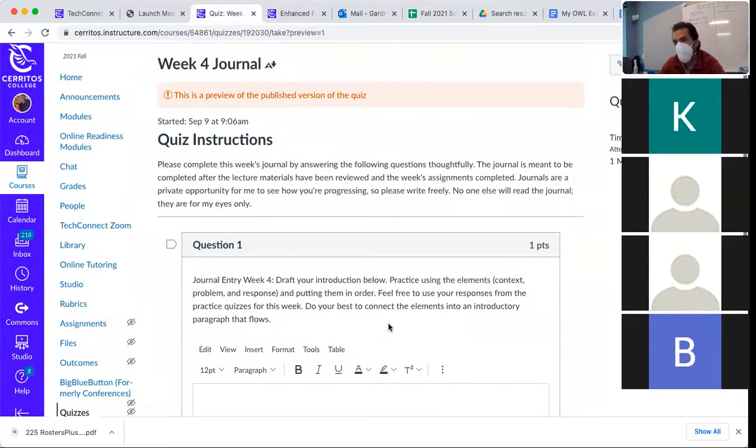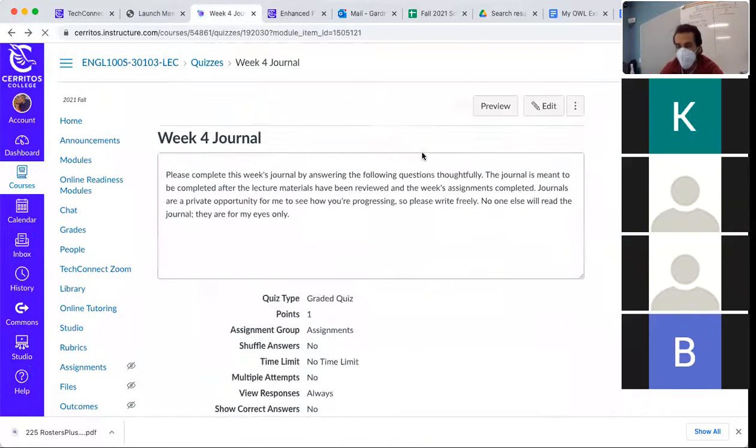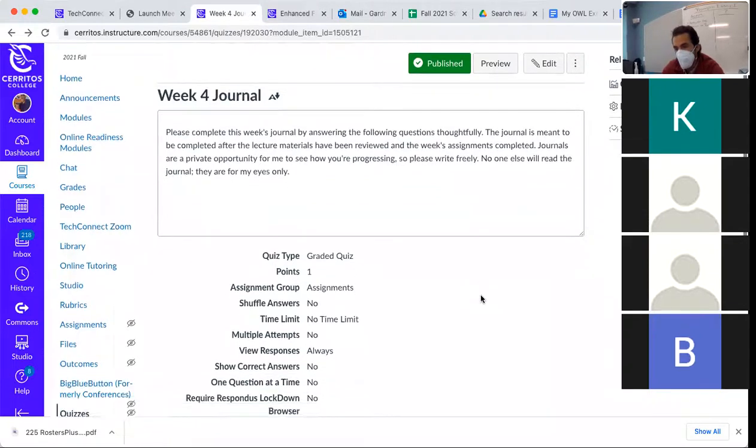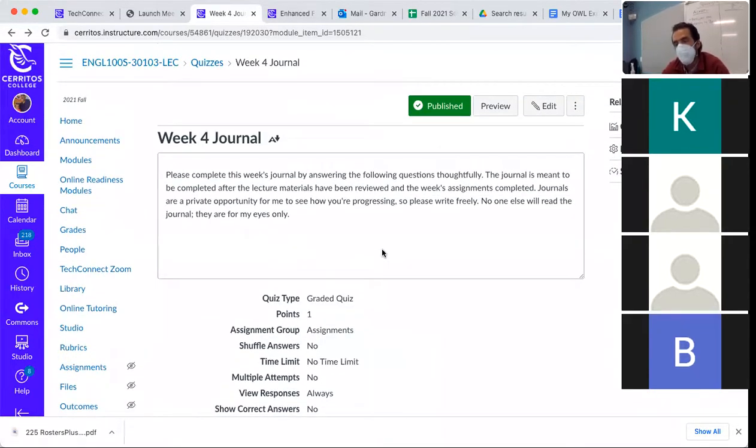It's just showing when I started it. Let's look at the due date for the week 4 journal. What did I set it for? I set it for September 10th, which is tomorrow, but you can see that you are allowed to turn it in late, okay? That's what the until date is. Obviously, that's the end of the semester. Don't do that, okay? You won't pass the class, but nonetheless. Other questions? I'm going to check the chat.